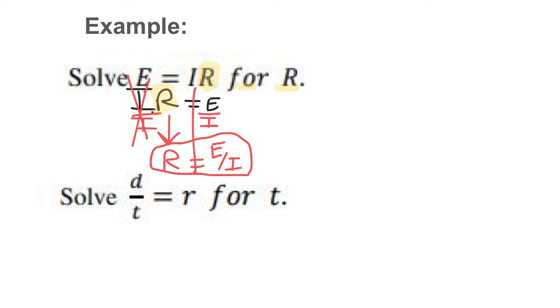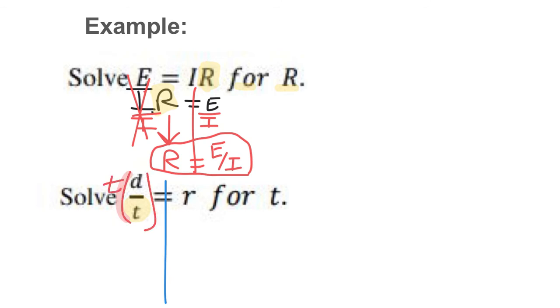All right, look at the next one. Solve D over T equals R for T. So we're looking for T. This is a little bit different. Now, if we look on the same side as T, we've got D divided by T. So we can undo division by multiplying. But the trick to that is that the T is the thing being divided. So to undo the division of T, we can only multiply by T. We cannot multiply by D because D is not being divided.